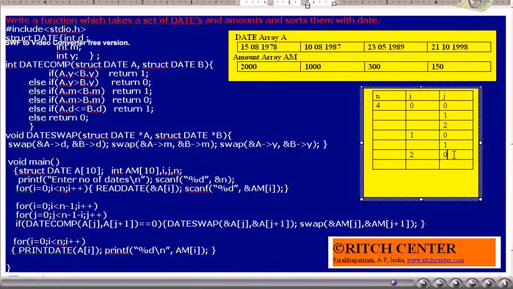This is the final ordering of the amounts in conjunction with the dates. The oldest date and related amount comes first, and the most recent date comes last.